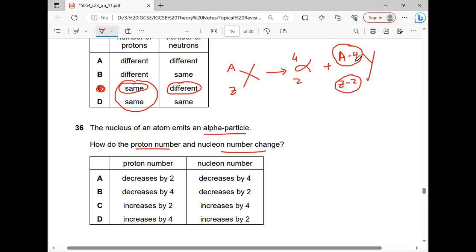This is also called the nucleon number. So the nucleon number is decreased by 4 and the proton number is decreased by 2. So option A is the correct answer. It is not supposed to be increased, it is going to be decreased. So which option is correct? Option A is the correct answer.